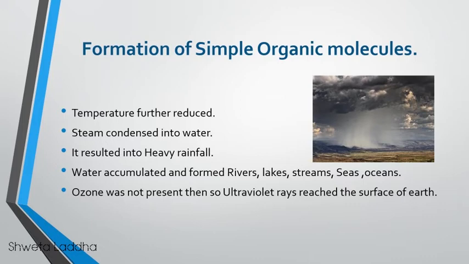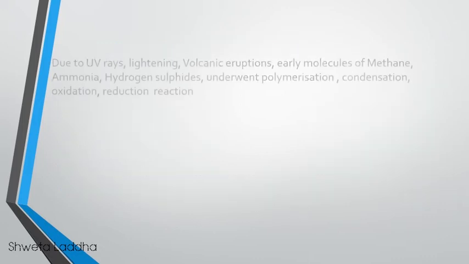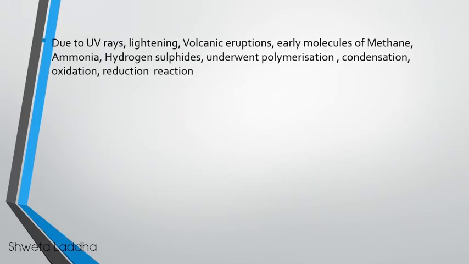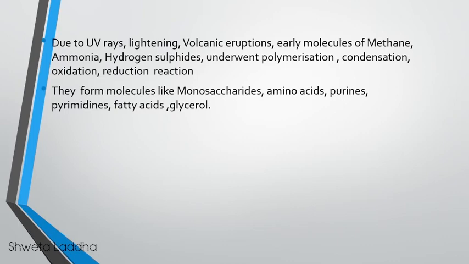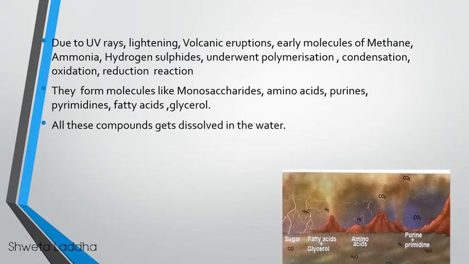So this energy from the ultraviolet rays, along with the energy of lightning and volcanic eruptions, made early molecules of methane, ammonia, hydrogen sulfide go into reactions like polymerizations, condensations, oxidation and reduction. And as a result of all these different types of reactions, molecules like monosaccharides, amino acids, purines, pyrimidines, fatty acids, and glycerols were formed. And all these compounds got dissolved in the water.